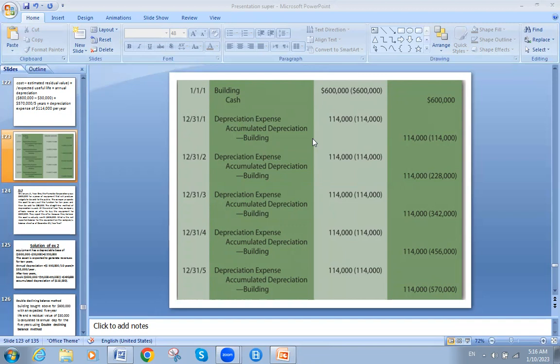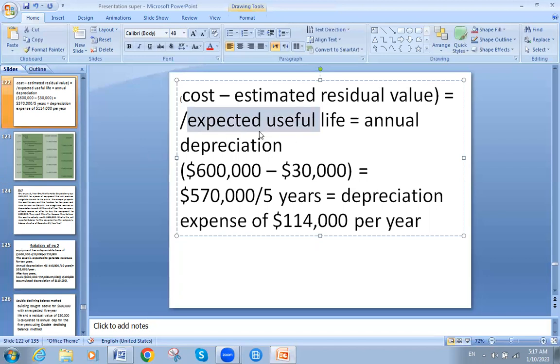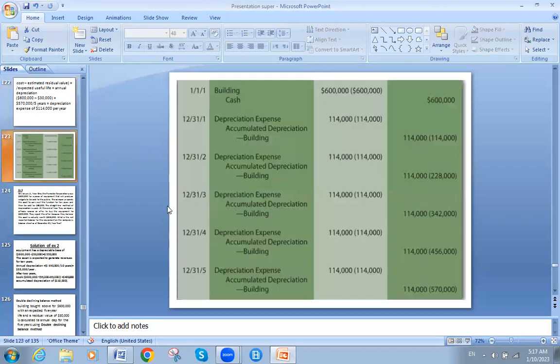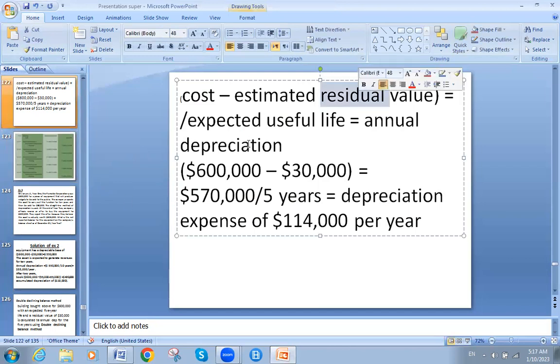In this type of example, first I will ask you to calculate the depreciation. Then second, I will tell you to set the journal entry for the transaction. So first, calculate the depreciation. That's it. It is the cost minus the estimated residual value divided by the number of years of expected life.